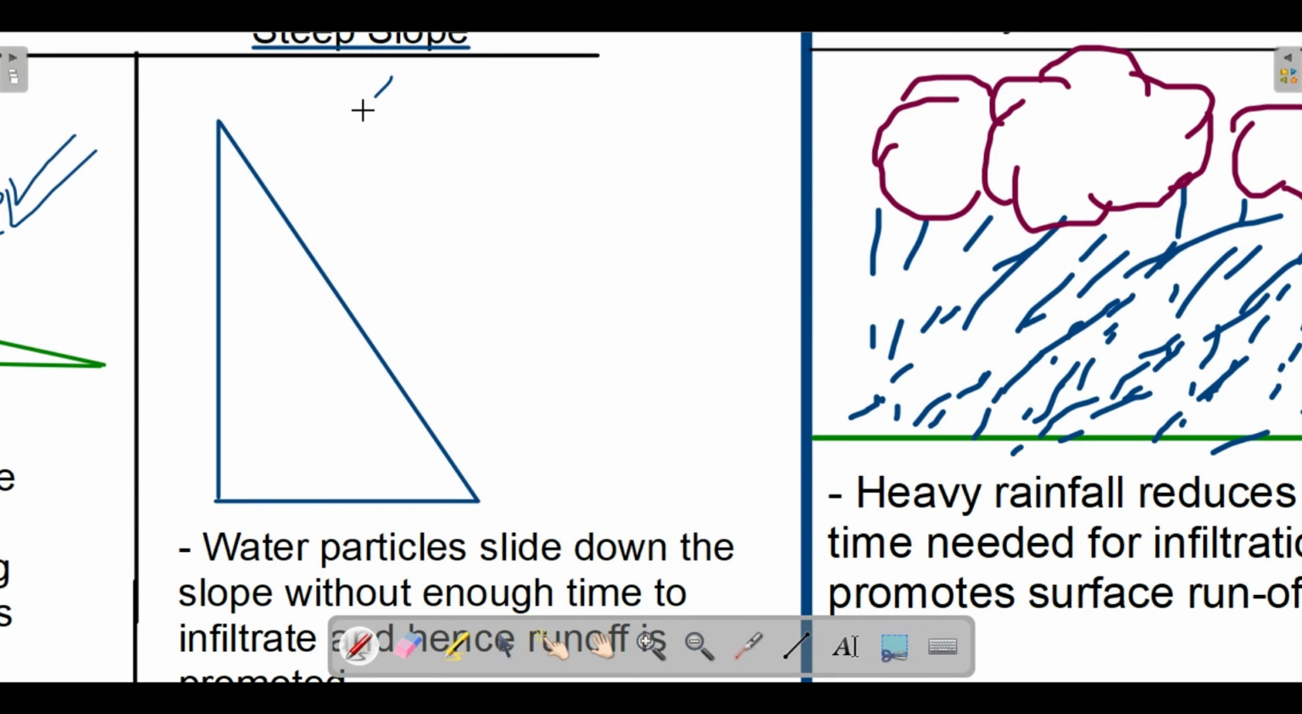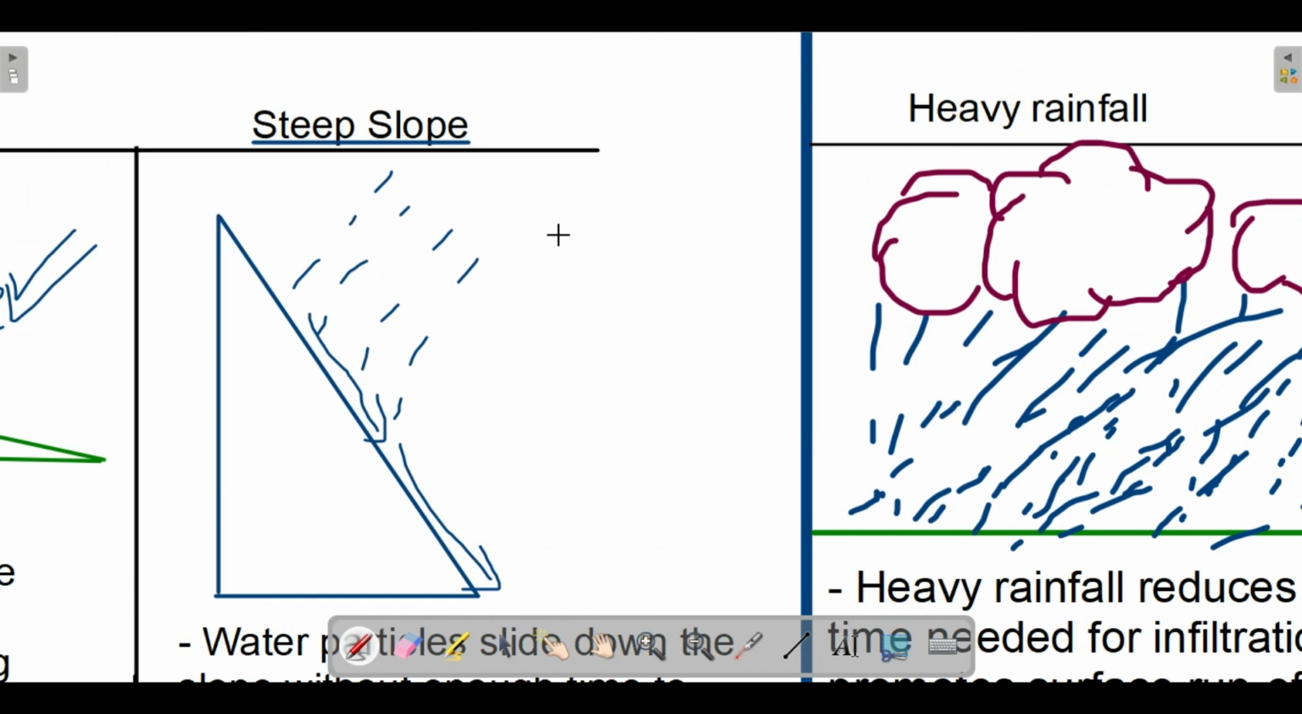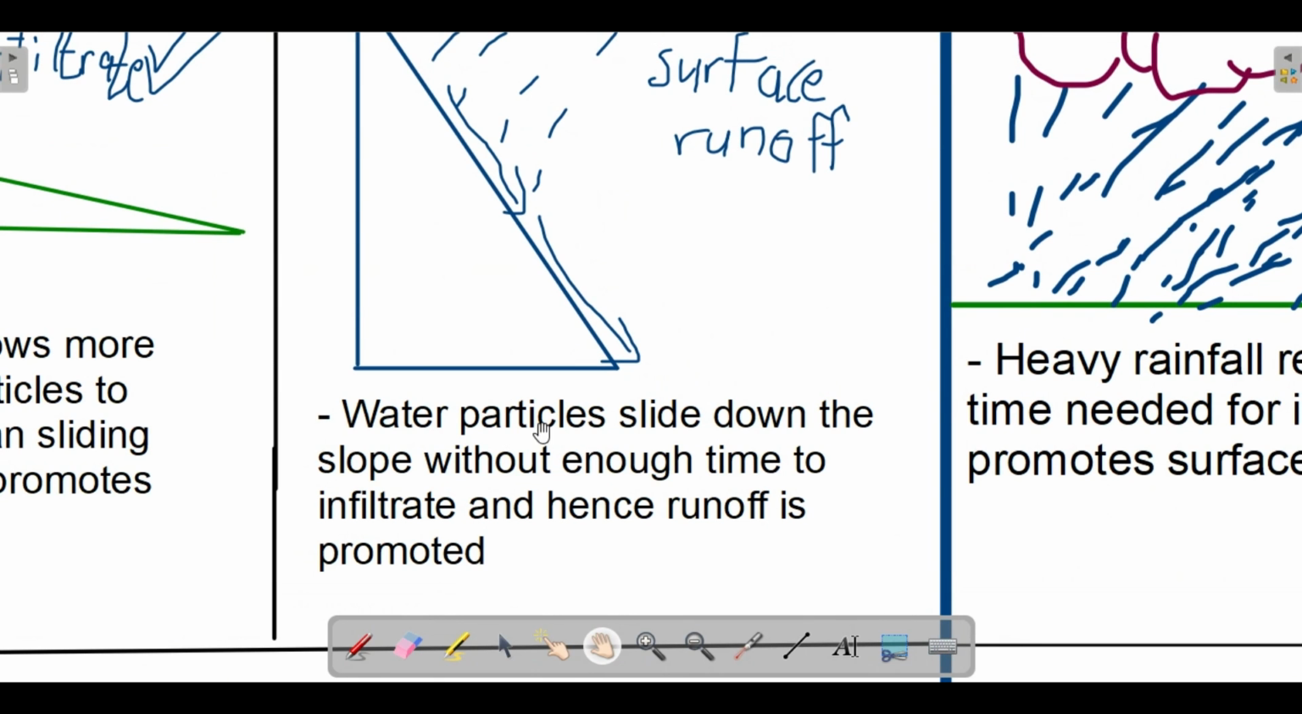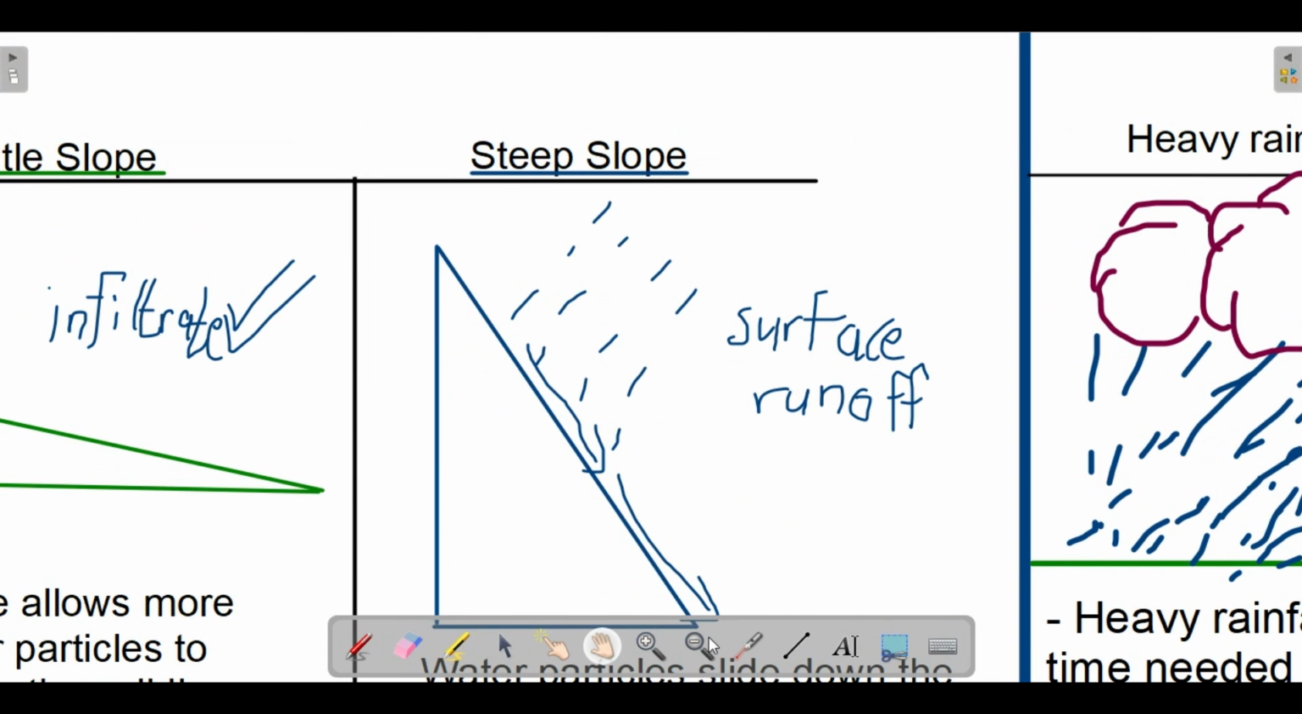So a steep slope, whenever it's raining, these water particles will immediately slide down the slope without infiltrating. They are not given enough time to infiltrate, so they run down the slope, and hence a steep slope promotes surface runoff instead of infiltration. The time given to the water particles is not enough for them to infiltrate through the ground. So water particles slide down the slope without enough time to infiltrate, and hence runoff is promoted when you have a steep slope.